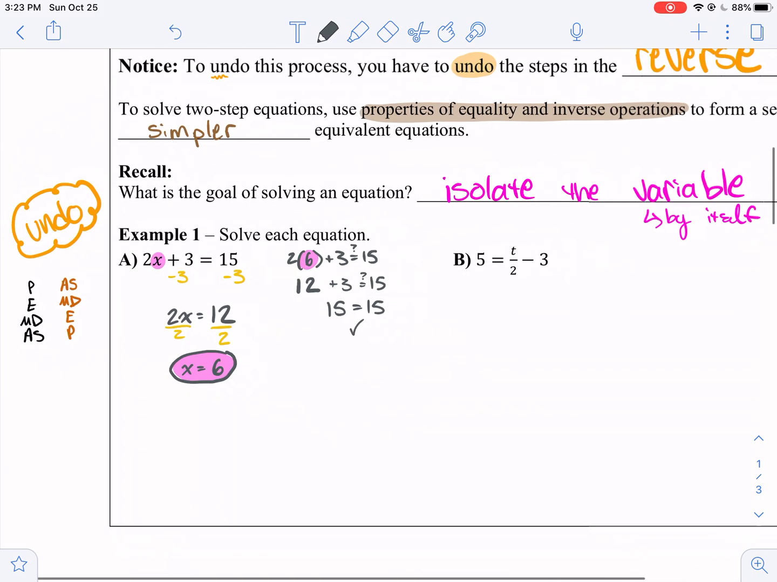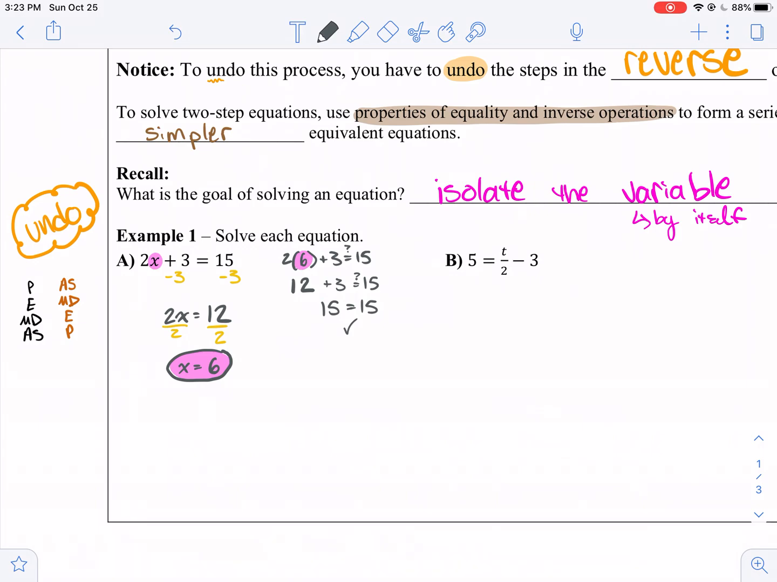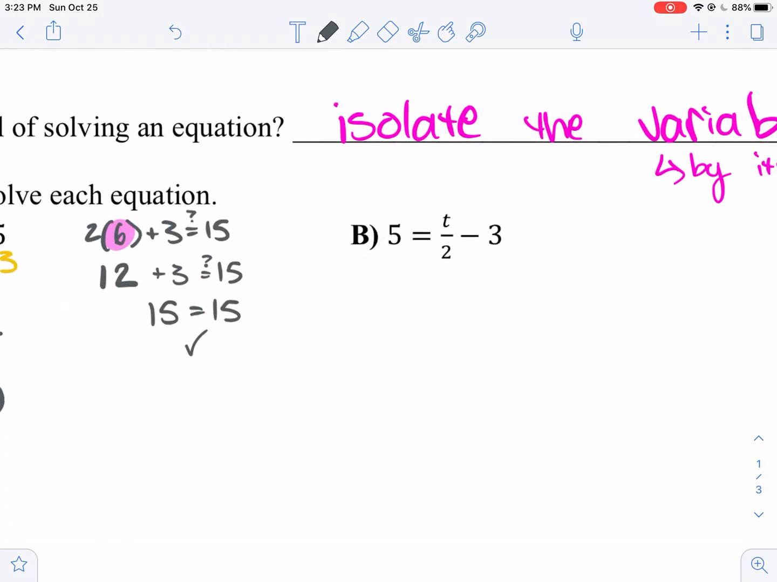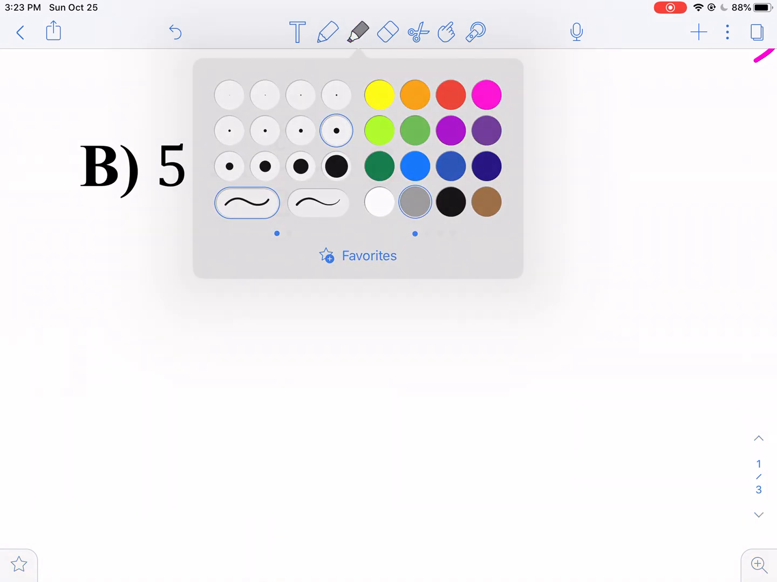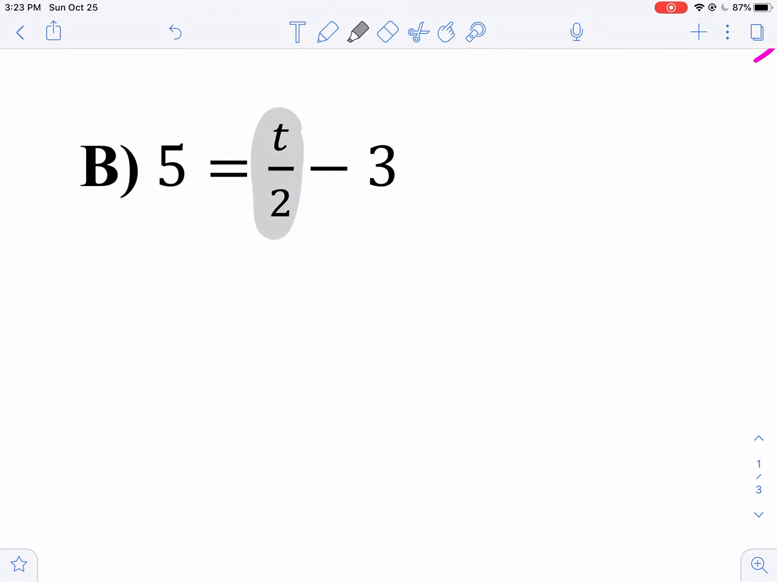Now, predict. What should the first step be? This is kind of a tricky equation actually. What should the first thing we do here be? Now I said it's tricky because we've got this t over 2. Helpful hint, if you want to rewrite this t over 2 as 1/2 times t, you may. If you want to leave it as t divided by 2, that's fine.